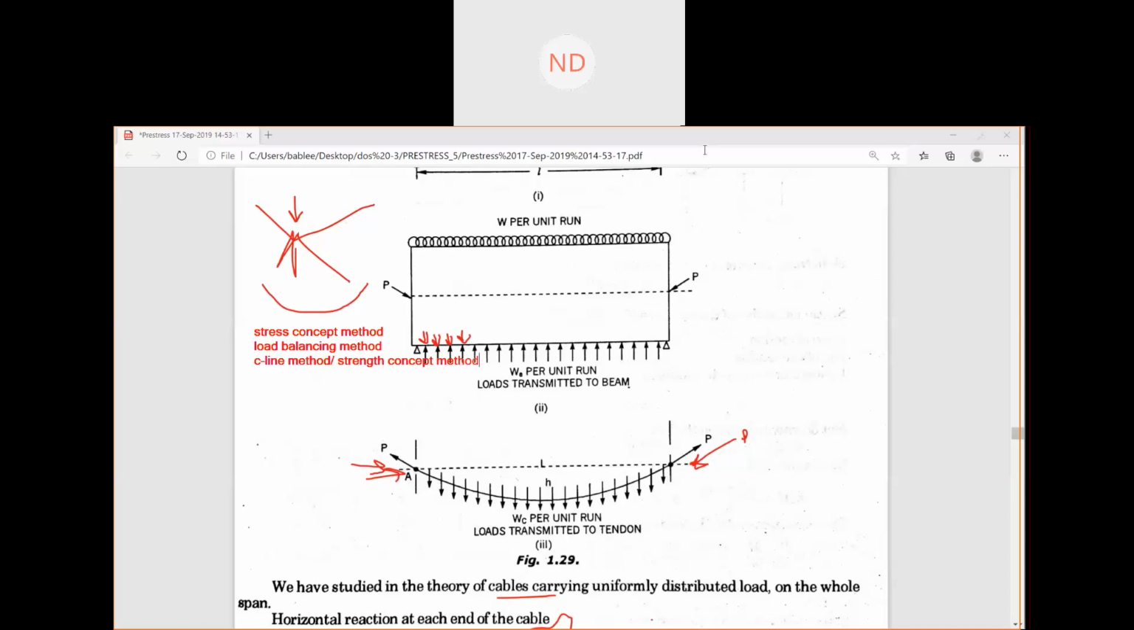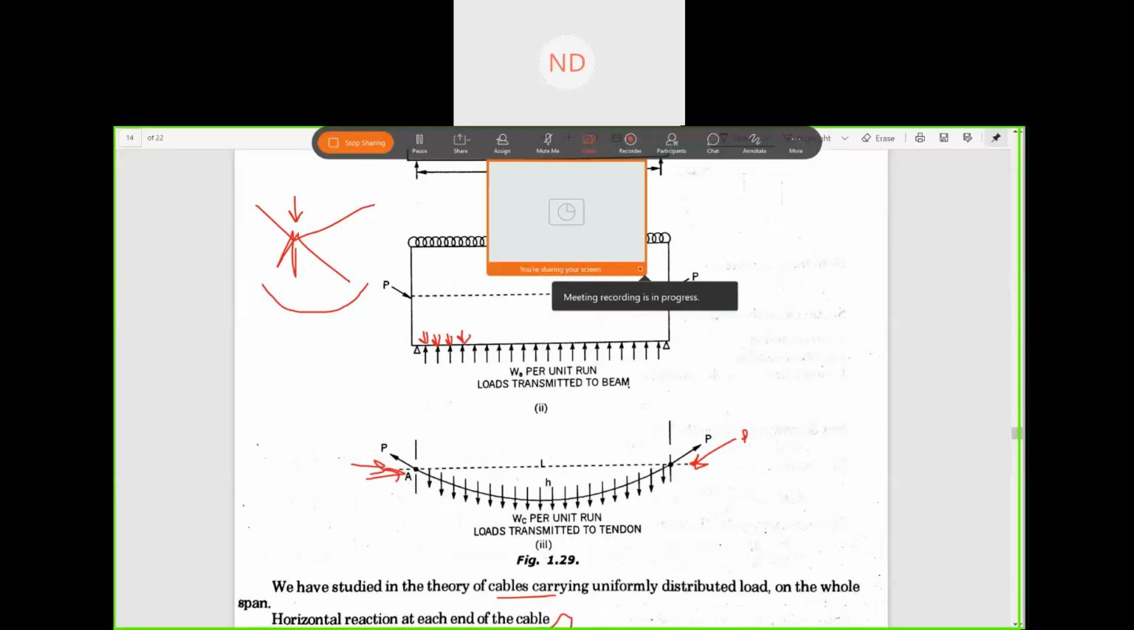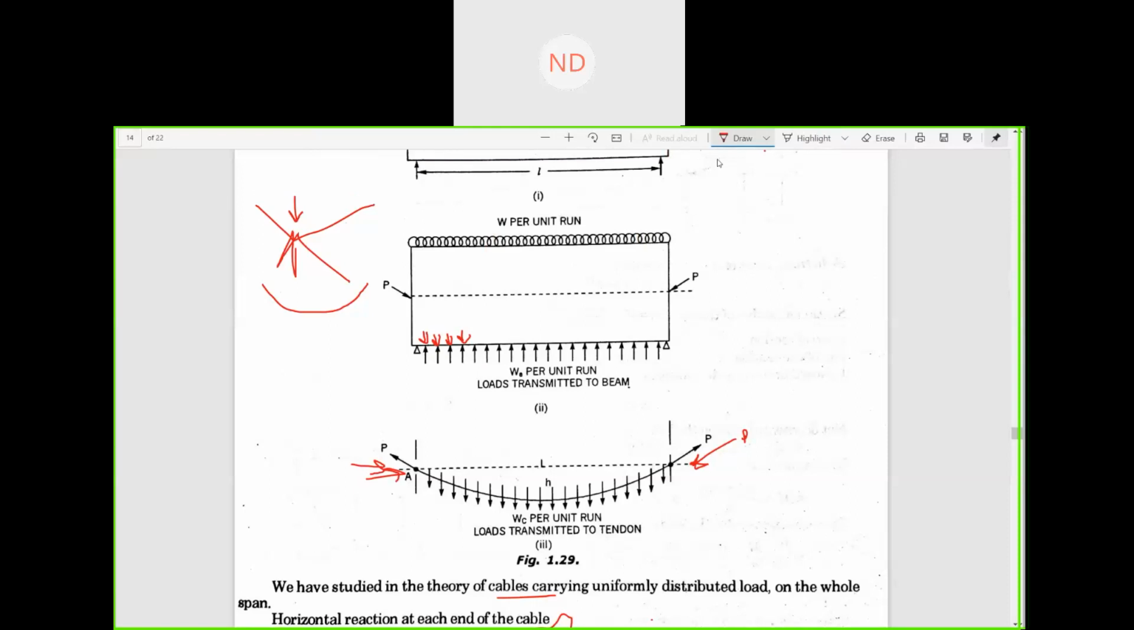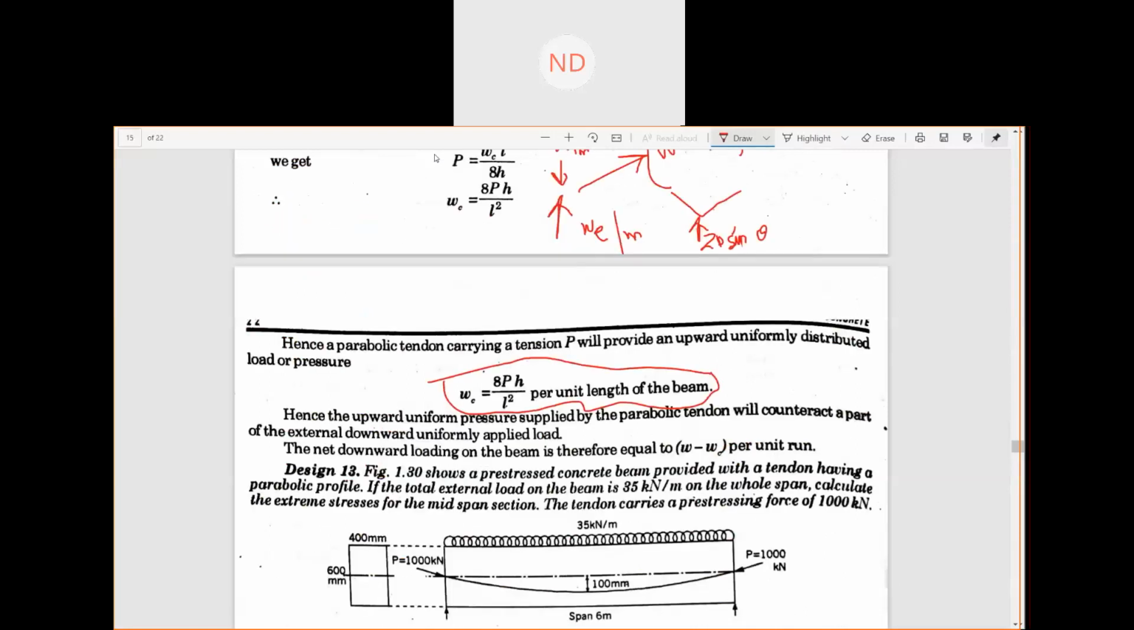Okay, so we will do a question now on this parabolic profile. So do one thing, note this question down with the diagram.